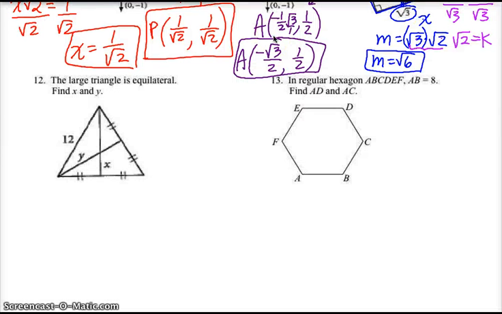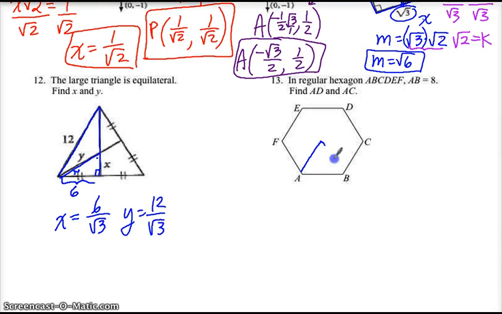There isn't going to be a time to explain these last two completely, so you're going to need to ask your teacher if you didn't get it. But notice here, if this is 12, then this is a median, so it's going to split this in half, so this is going to be 6, and then you're going to get this 30, 60, 90-degree triangle in here. So you should get that x equals 6 divided by root 3, and y equals 12 divided by root 3. If you didn't get it, then ask your teacher. Okay, they are tricky, but you need to try it on your own.